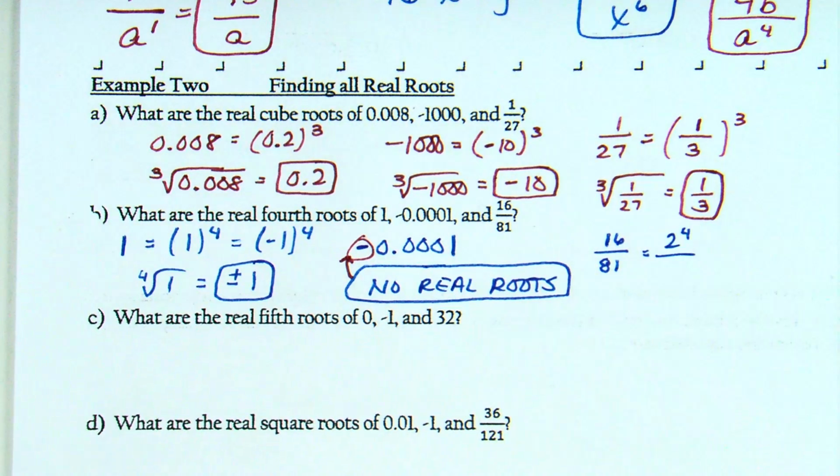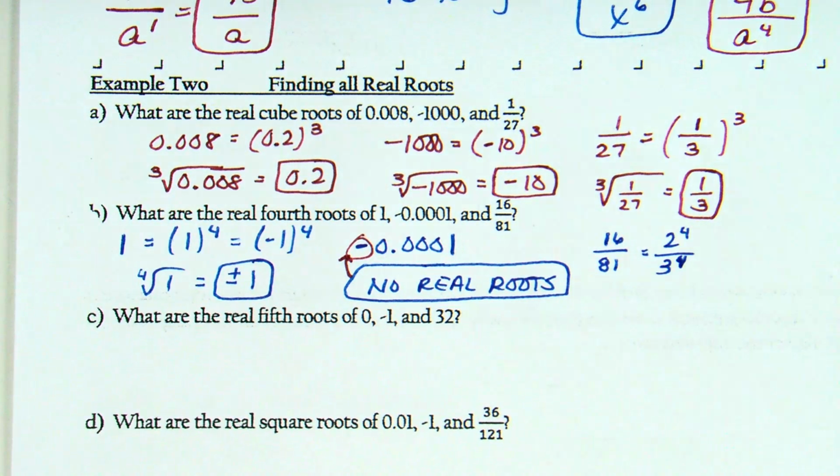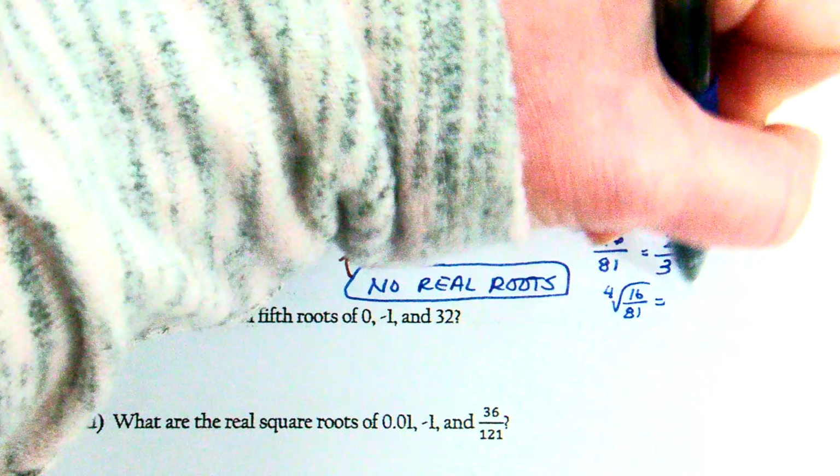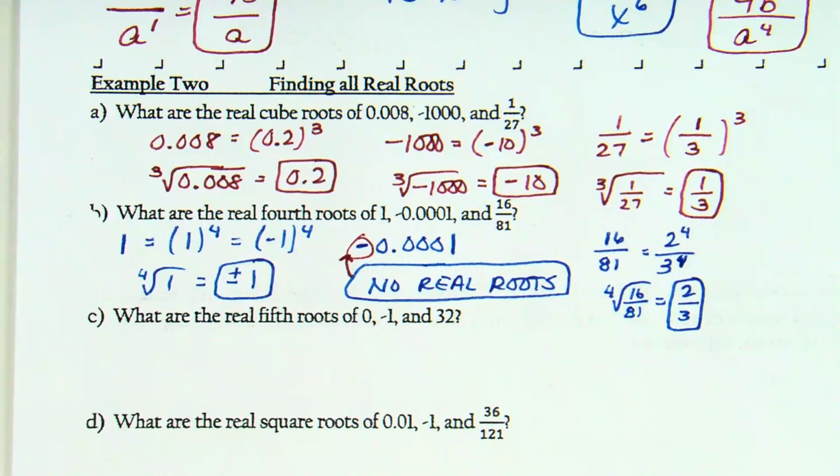With 3s, here's what I think. 3 times 3 is 9. Another 3 times 3 is 9. 9 times 9 is 81. You said 9 times 9 is 20? Yeah, I did 9 times 3. So the fourth root of 16 over 81 is 2/3. Are you getting how to think through some of this? You just have to be careful.